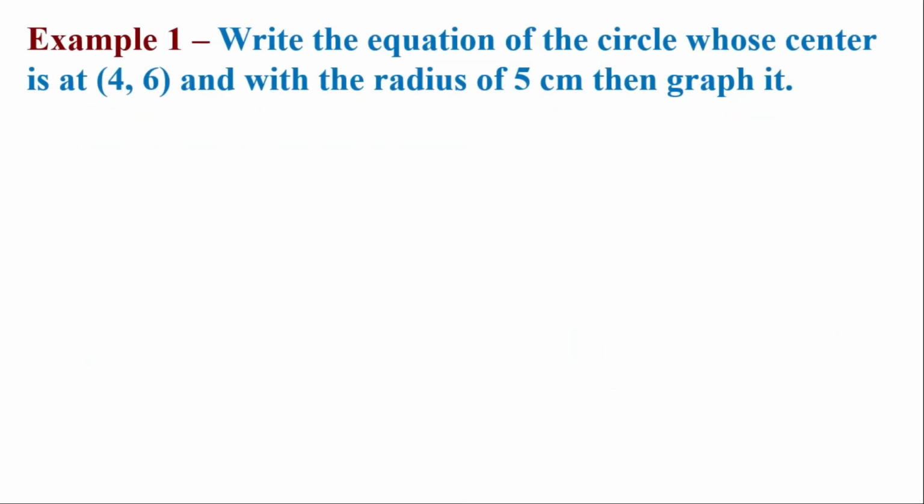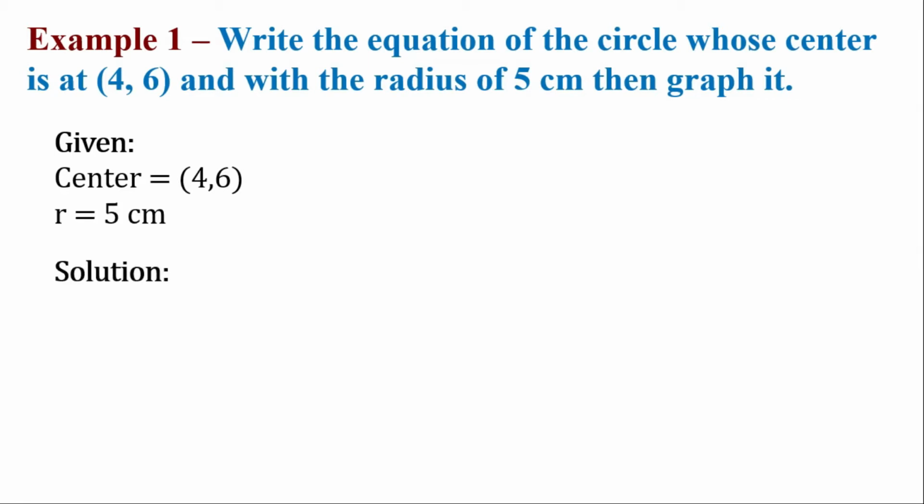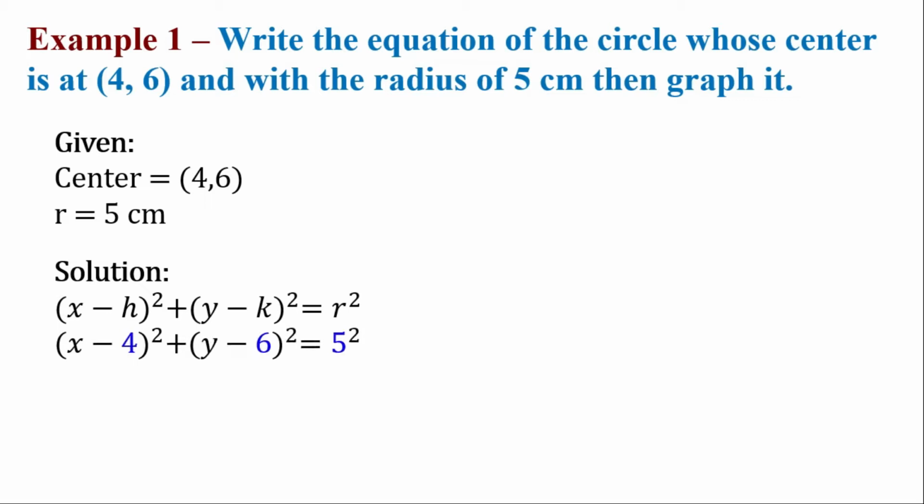Write the equation of the circle whose center is at (4, 6) and with a radius of 5 centimeters. Then graph it. As always, let's start by writing the given: the center, that is (4, 6), and the radius of 5 centimeters. Now for the solution, make sure that you write the formula first for the equation of the circle and substitute the givens that we have.